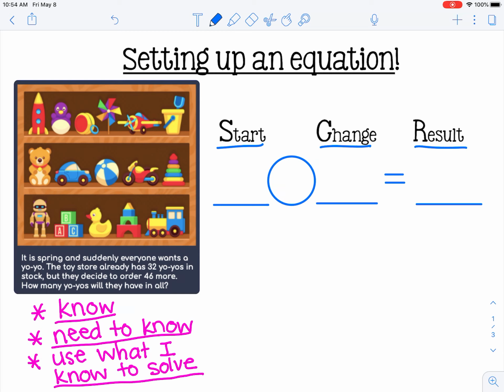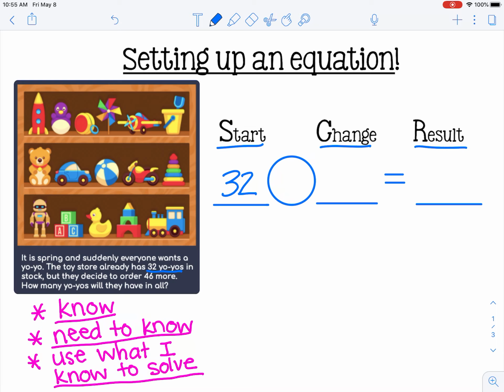So in this story problem, we already talked about how what we know is that the store already has 32 yo-yos, that they ordered more, and that they ordered 46 more. So that means that the number of yo-yos they will have at the end will be greater than, or more than, what they started with. And we know that they started with 32 yo-yos. So since we know they started with 32 yo-yos right here, we're going to write the number 32 right here. So in this problem, the first number happens to be the start, but that isn't always going to be the case. So please keep that in mind.